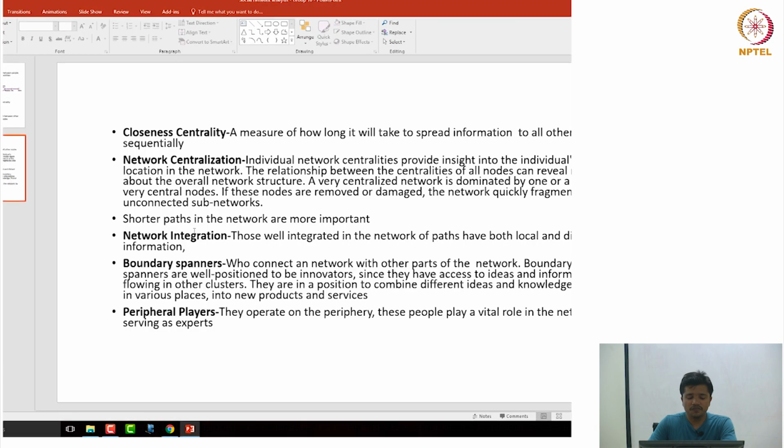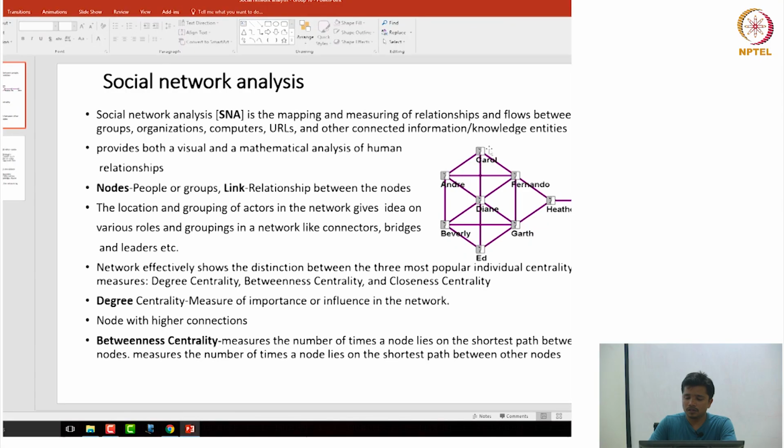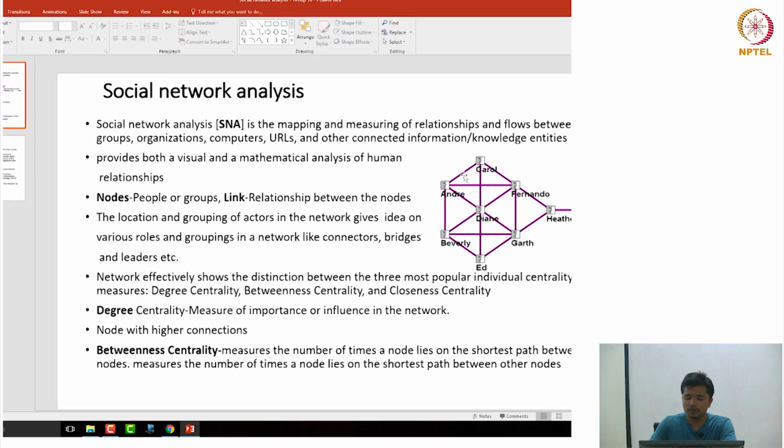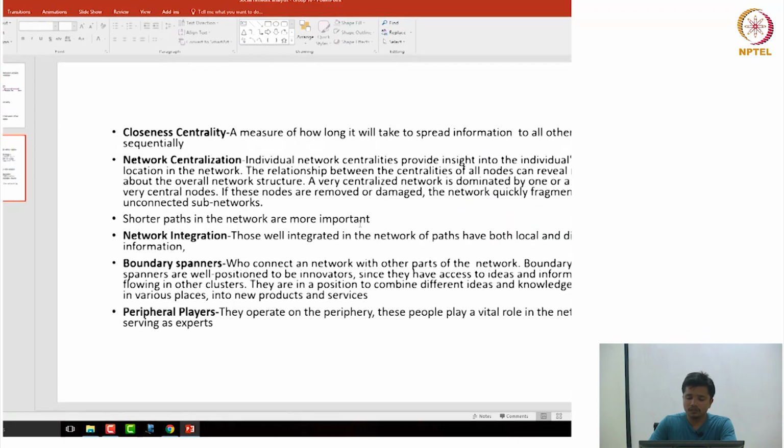Then there are the peripheral players. Carol, Andrew and Beverly are the peripheral players in the social network. They have very specialized expertise in the network. They play a vital role in the network by serving as experts. That's all about social network analysis.